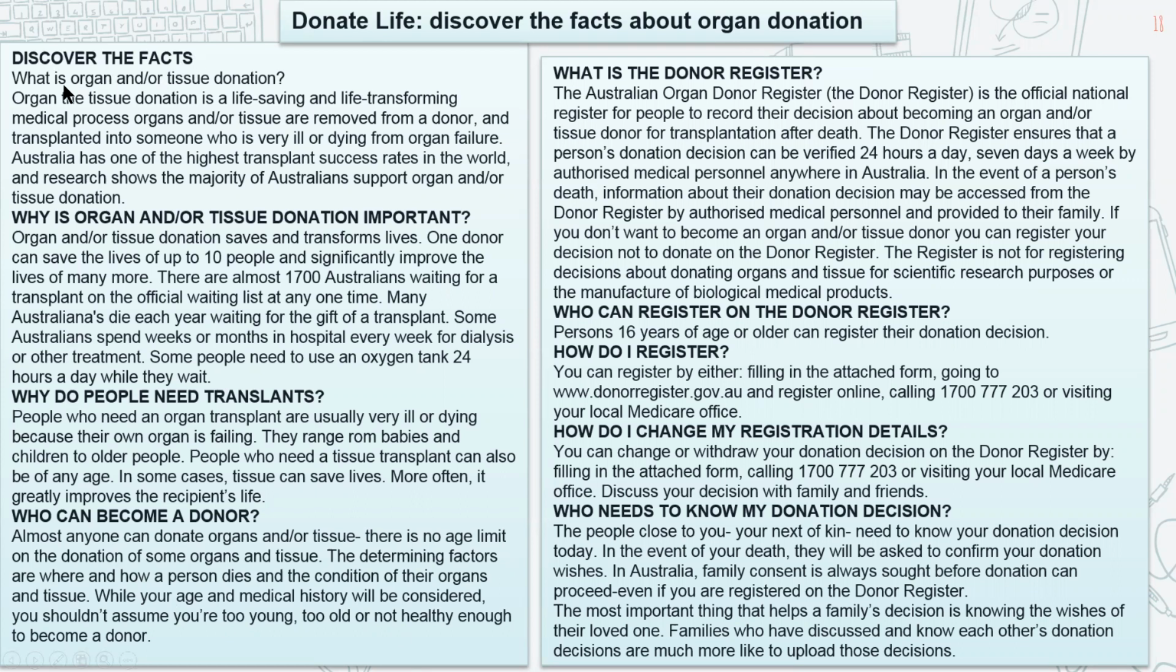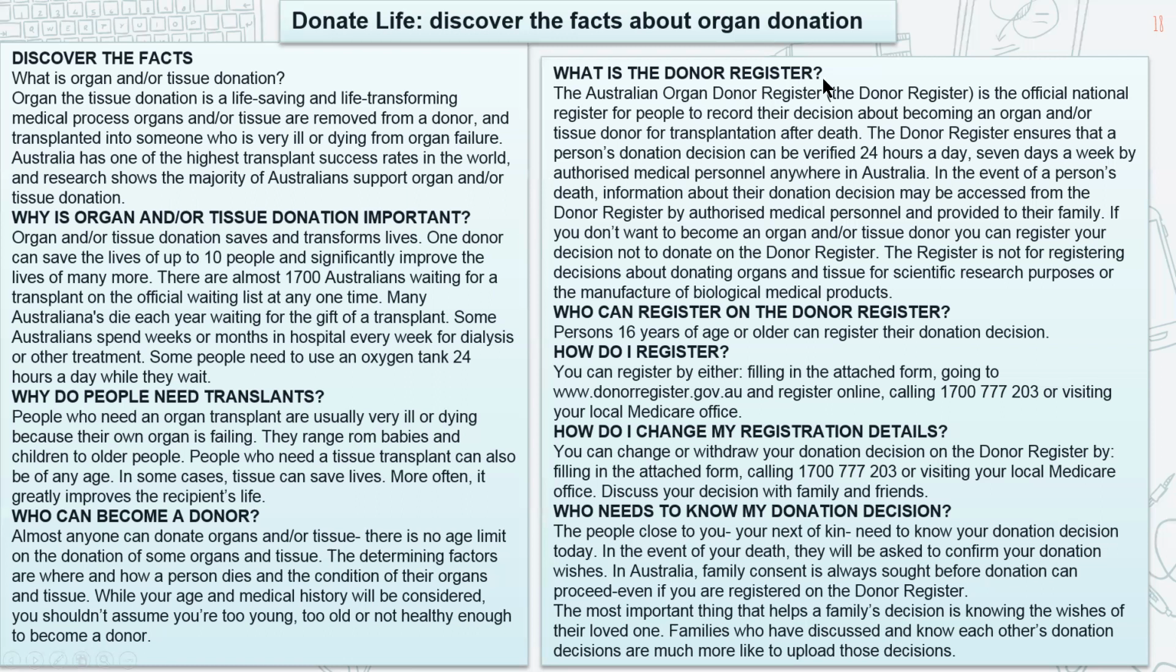Discover the facts. What's organ and or tissue donation? Life-saving, life-transforming medical process. Okay, why is organ and or tissue donation important? Donation saves and transforms lives, can save up to 10 people and significantly improve the lives of many more. Why do people need transplants? Organ transplants are usually very urgent, okay. Who can become a donor? Almost anyone can. You'll just have to read maybe 2 sentences, that's all.